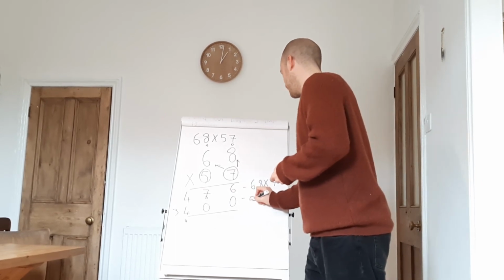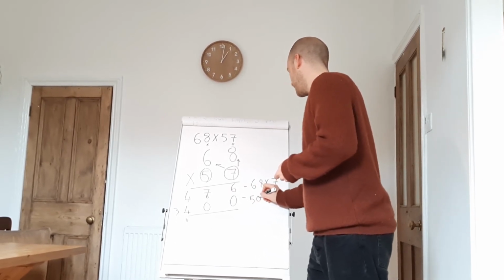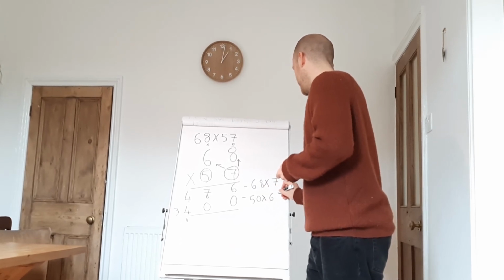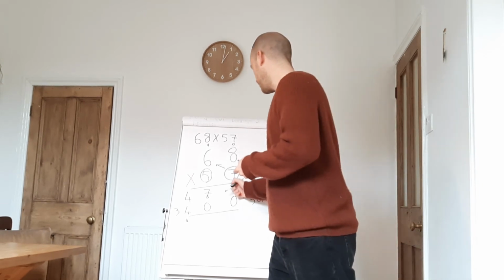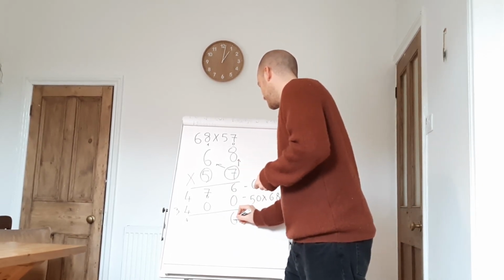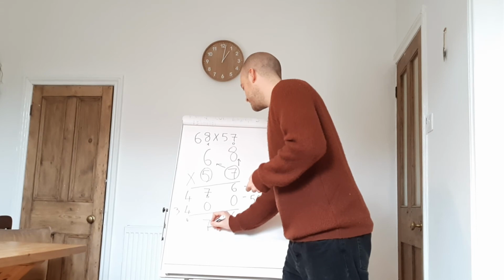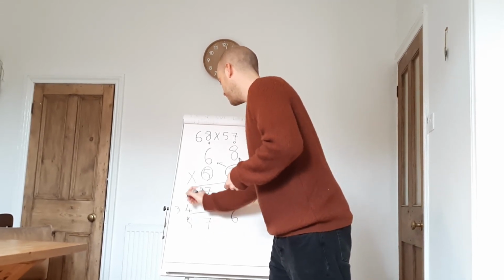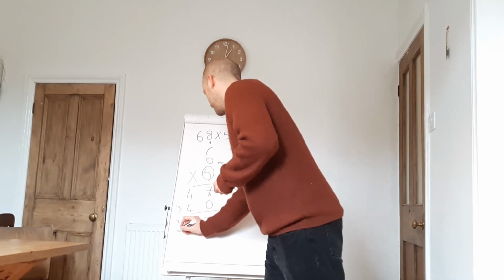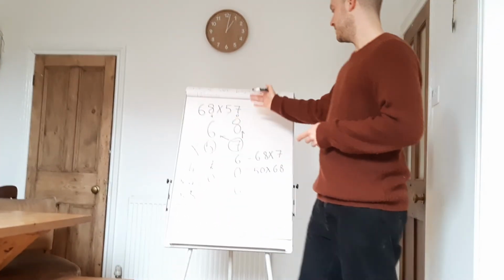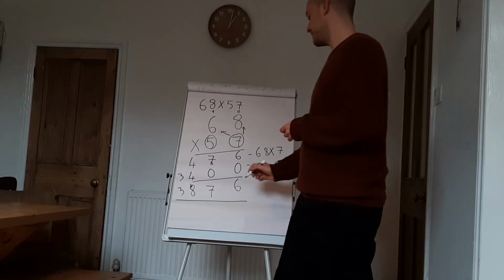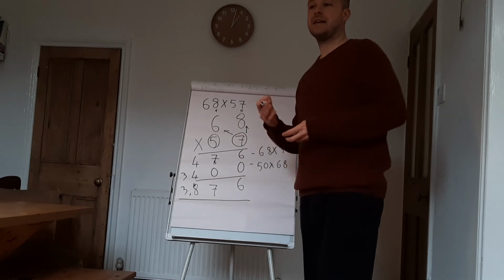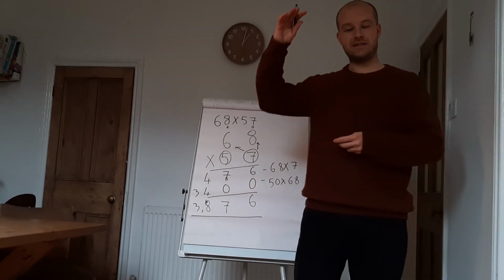and then we've got the answer to 50 times 68. So we'll add these up now. So we've got 6 plus 0 is 6, 7 plus 0 is 7, 4 plus 4 is 8, and then we've got the 3 on its own, so just 3. There we go, there you have it. The answer to 68 times 57 is 3,876.